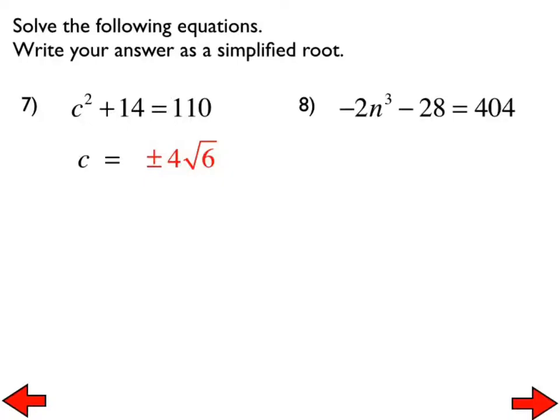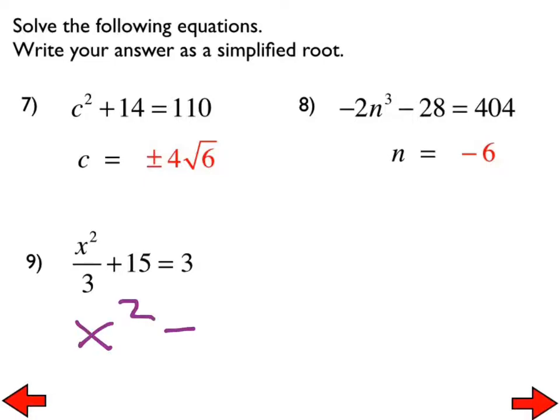In number 8, we would add 28 to both sides, then divide both sides by negative 2. And yes, I realize we have n cubed equals a negative number. But a negative times a negative times a negative is a negative. So we can take cube roots of negative numbers, but not square roots. So we end up with n cubed equals negative 216. So it is n equals negative 6. And then number 9, we would subtract 12 from both sides and then multiply both sides by 3, which would lead us to this.